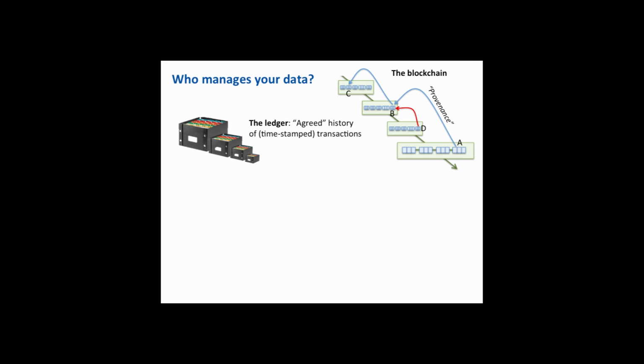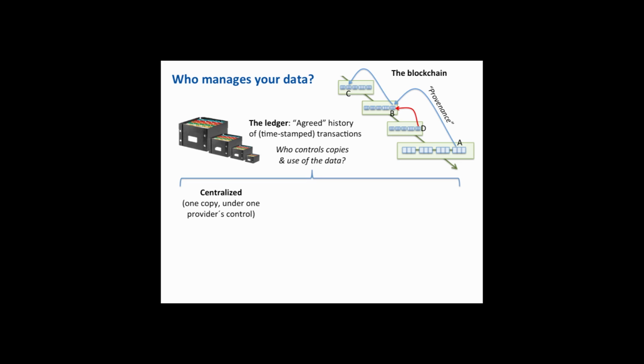It's a full record of all the transactions and information history. So the question is, who controls that ledger? And who can gain access to check information on that ledger? At one extreme, we have the centralized systems. One player has the ledger and decides who can check information in the ledger.